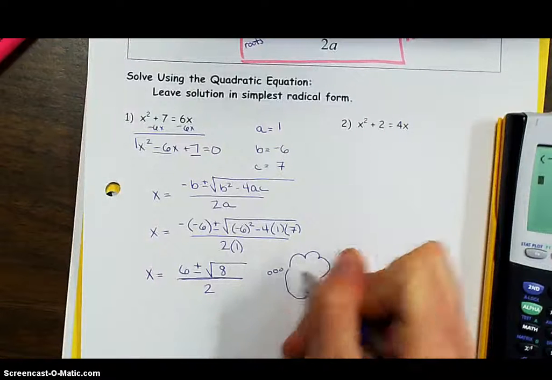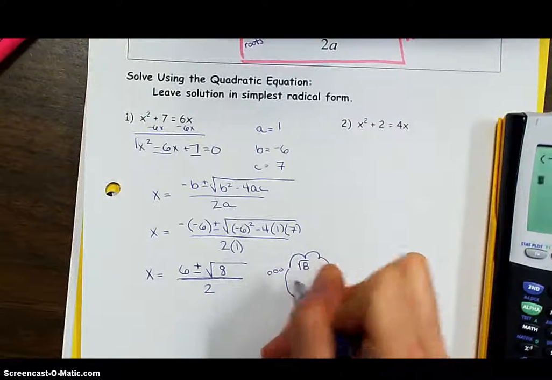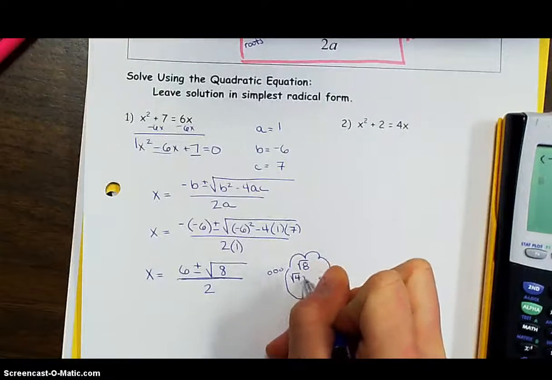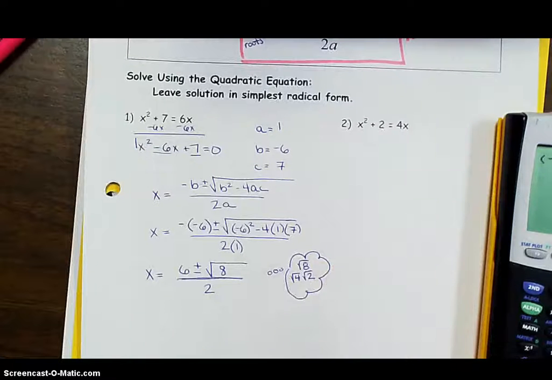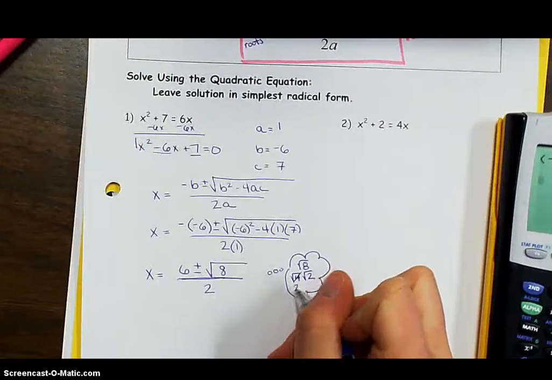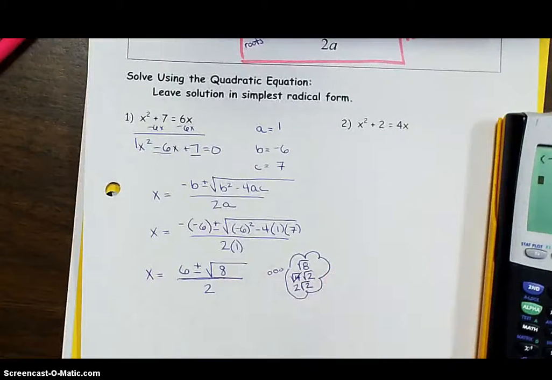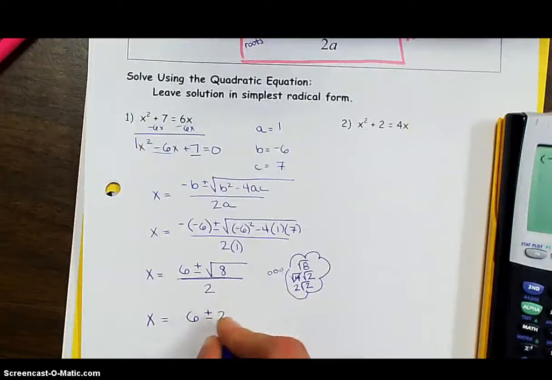Okay, we have a radical 8, and radical 8 can be broken into radical 4 times radical 2. And the square root of 4 is just 2, so 2 radical 2. So I can replace this radical 8 with 2 radical 2. So x is equal to 6 plus or minus 2 radical 2 all over 2.